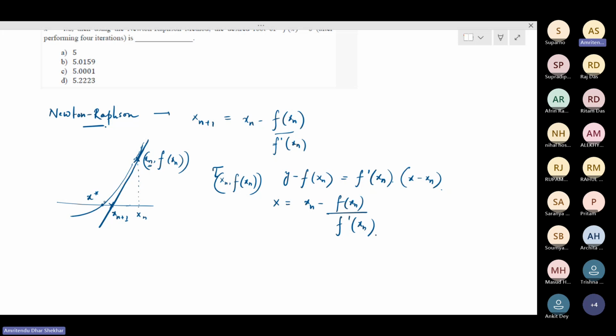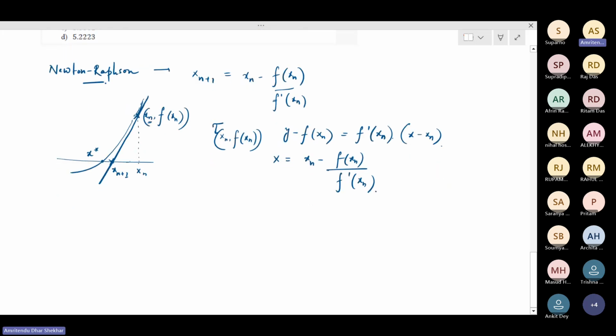Okay, it's kind of clear now that when you have this going on, then xn plus 1 is now significantly closer to the root. And this is basically how the iteration proceeds.